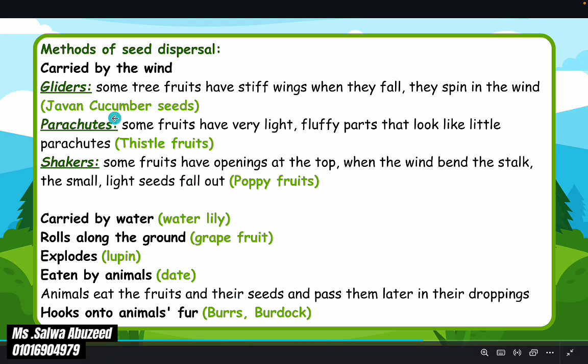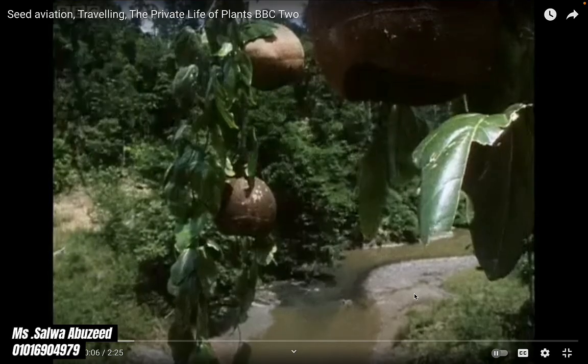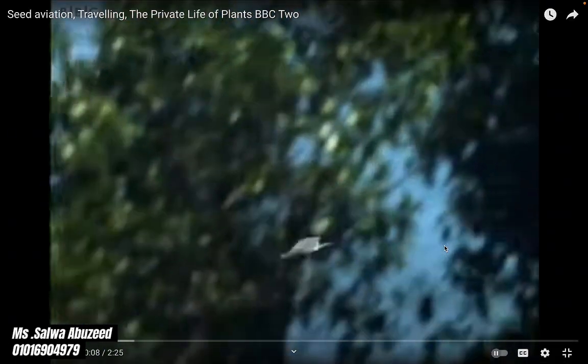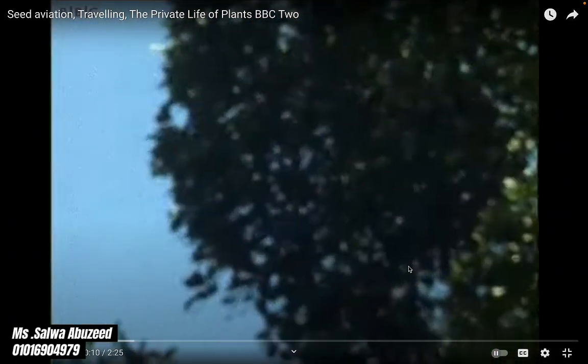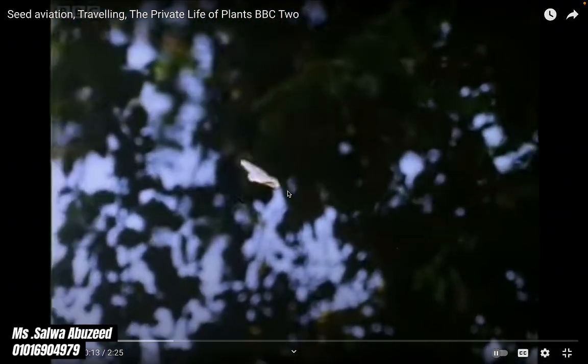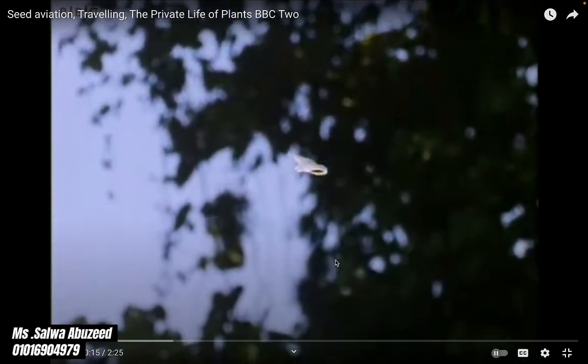And the last thing is the carrying by the wind. We have 3 types. Gliders, that look like wings. Like the carried by wind looks like wings. And we call it Javan cucumber seeds. So as you see here, this is called a glider, where this happens with the wind dispersal.